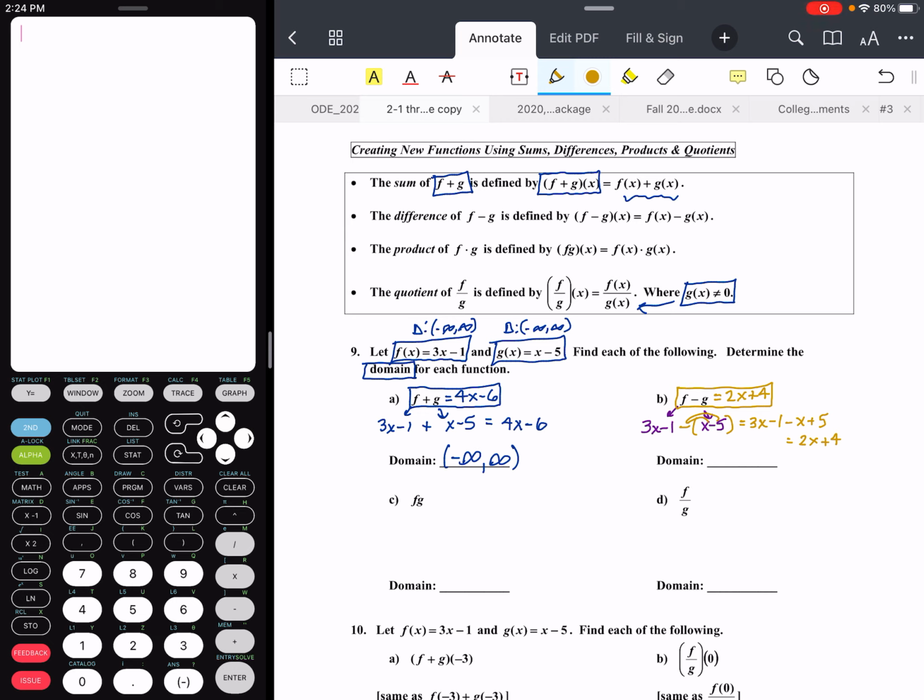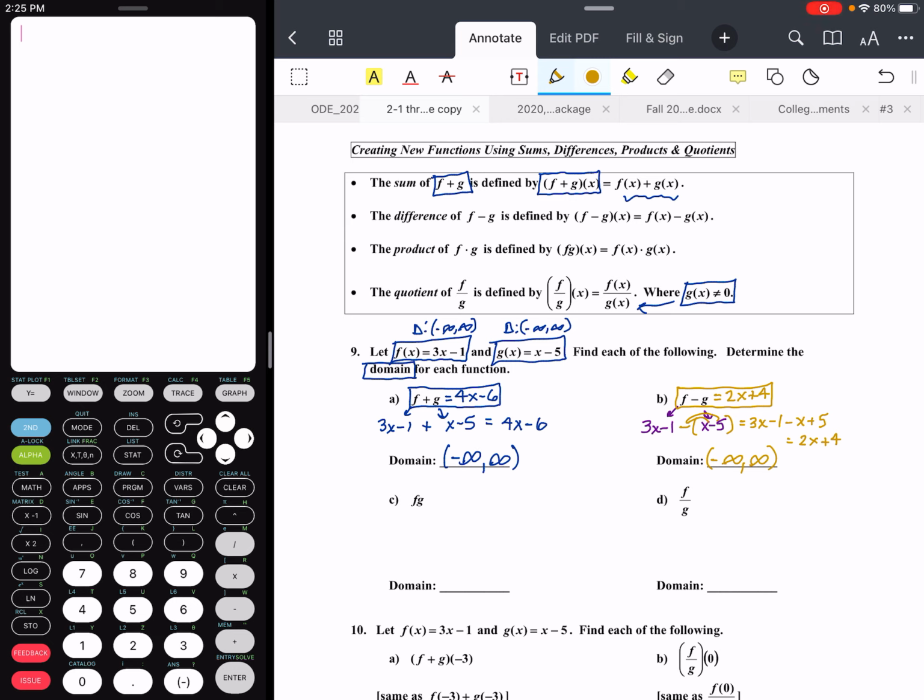All right, as far as the domain, once again, we had two polynomial functions that we were combining. The combination function is also a polynomial function, so our domain is still negative to positive infinity. No restrictions on the domain.